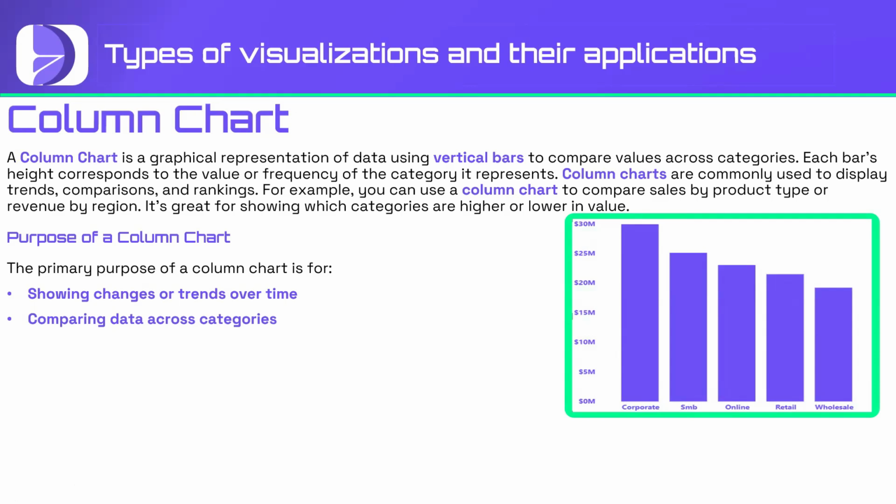Another one is comparing data across categories. These are examples of categorical data whereby you have corporate, SMB, online, retail, and wholesale. These are being compared across categories. And it's still showing that corporate has the highest, followed by SMB, followed by online, followed by retail, and then wholesale. The next one is highlighting increases, decreases, or patterns.